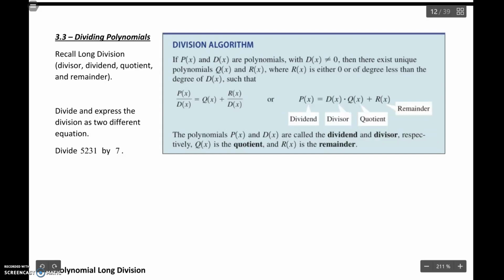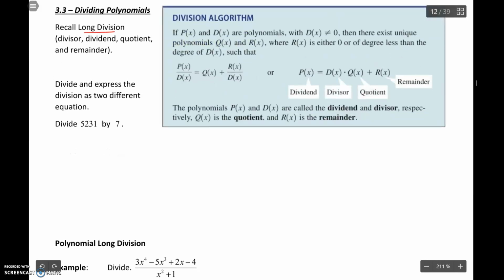All right, so section 3.3 is talking about dividing polynomials. Recall what long division is. Let's just take 5,231 divided by 7. This is just a reminder of how to do long division.